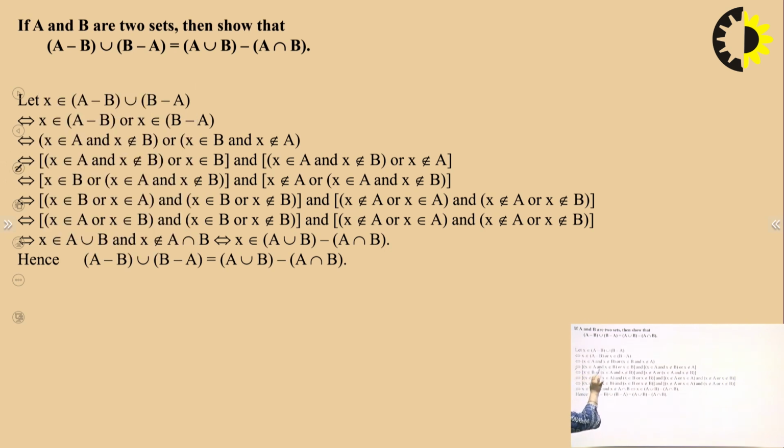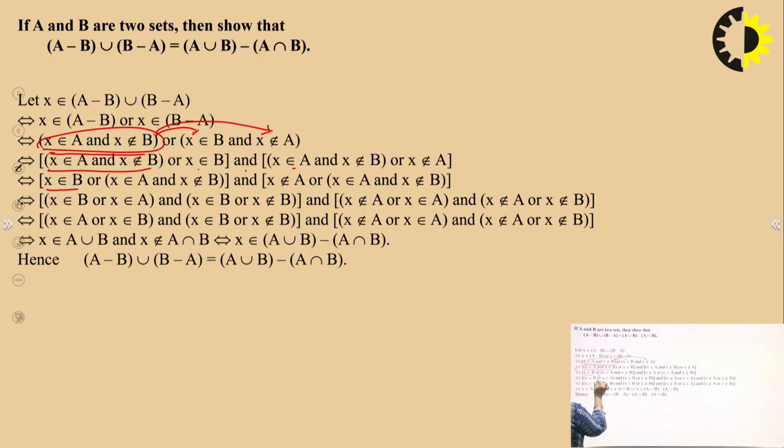X belongs to A and x does not belong to B, or x belongs to B and x does not belong to A. We have just multiplied this whole to first this one and then to this one. So this one whole came here, x belongs to A and x does not belong to B, or x belongs to B, and again x belongs to A and x does not belong to B, or x does not belong to A. Now take the common, or is here and is here, again make the multiplication.